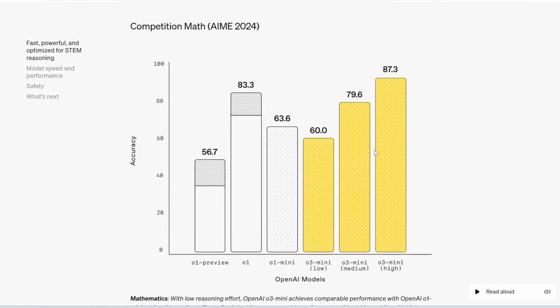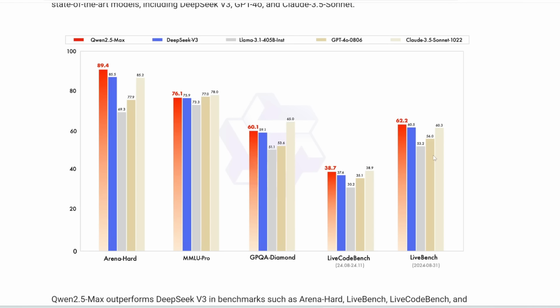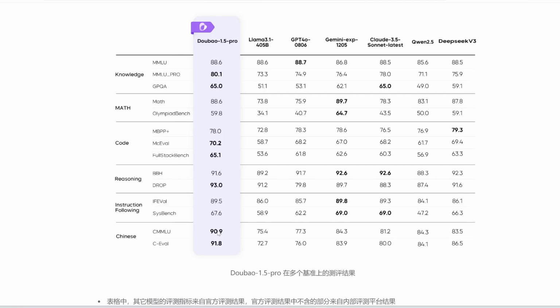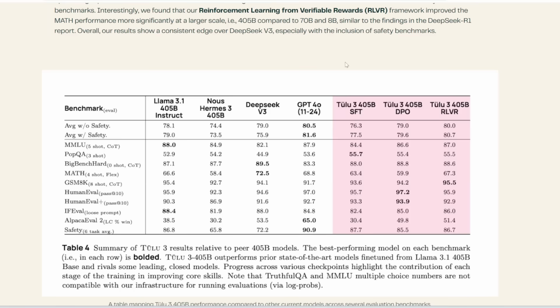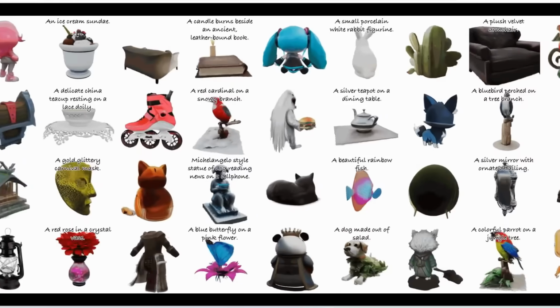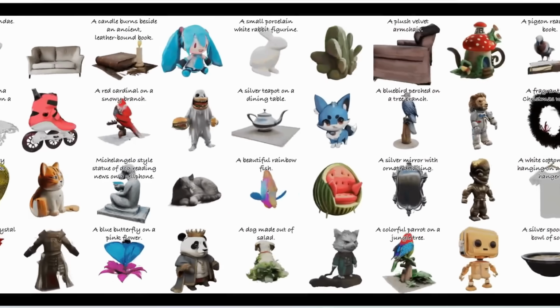OpenAI unleashes O3 Mini, their most performant model yet. We have not one, not two, but three new AI models that even beat GPT and Claude, and a lot more. So let's jump right in.